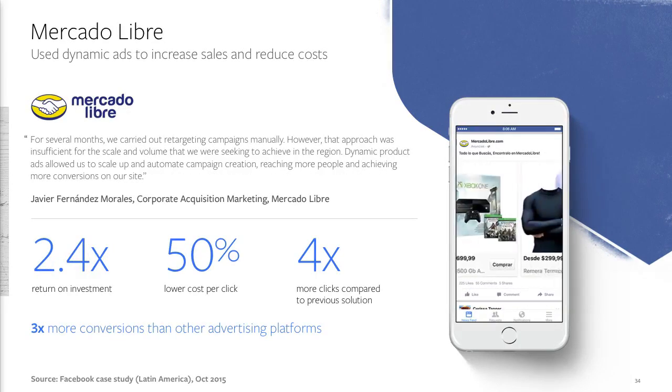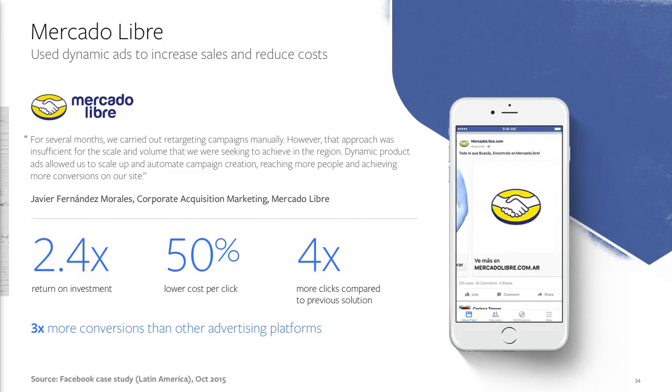Here's an example from Latin America. Mercado Libre, which is an online auctions and marketplaces company, has been using dynamic ads to increase sales and to reduce costs. Dynamic ads allow them to automatically set up their retargeting campaigns, quickly reaching the scale that they needed to grow their sales and to grow the conversions on their website. Besides the massive scale, they also saw 3 times the conversion rates compared to retargeting on other platforms, and at 50% lower cost per click.